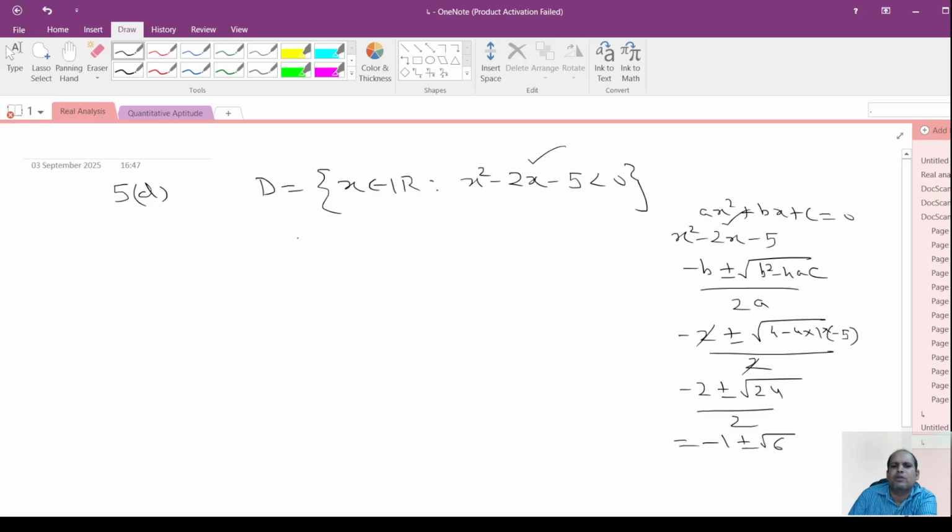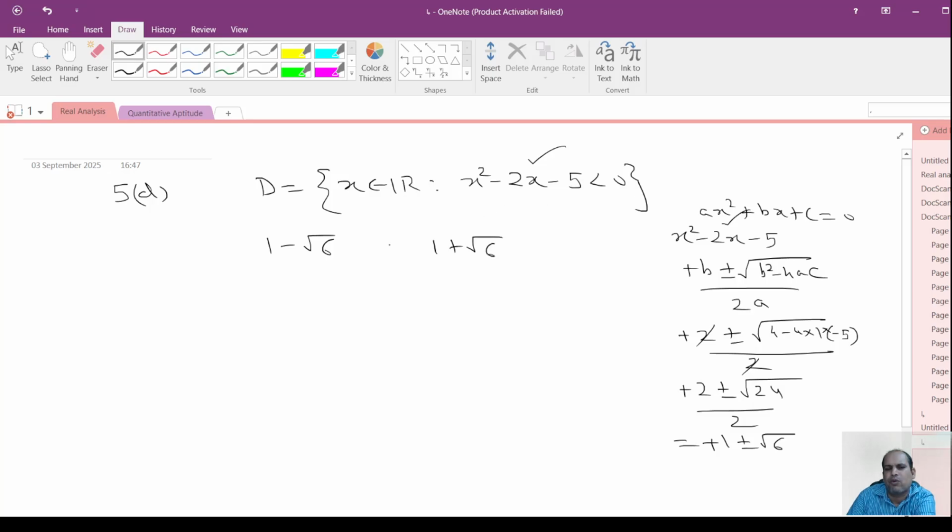Sorry, minus b plus minus, so minus minus will be plus. Sorry, here we have 1 plus minus root 6, this I need to correct here. So, one of the roots is 1 minus root 6, and another root is 1 plus root 6.